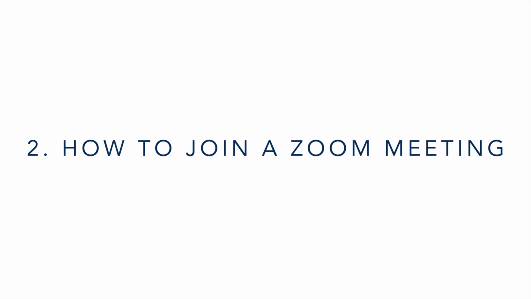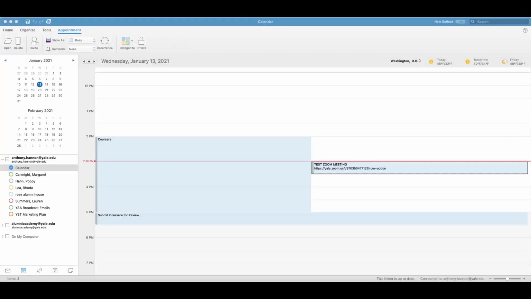Now you can download the Zoom app by visiting zoom.us/download. So in this video, we are going to show you the two most common ways as an alumni scholar that you'll be accessing a Zoom meeting. So the first is via email or calendar invitation.